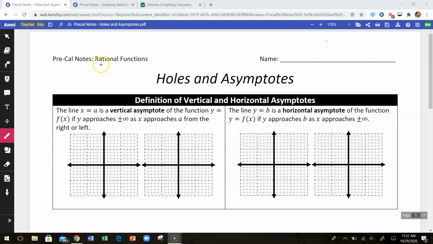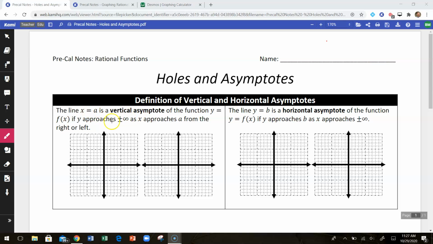In this video, we're going to talk about rational functions and the graphs of those rational functions, and primarily discuss the holes and the asymptotes that those functions may have when you graph them. So first we need to talk about what vertical asymptotes and horizontal asymptotes are.